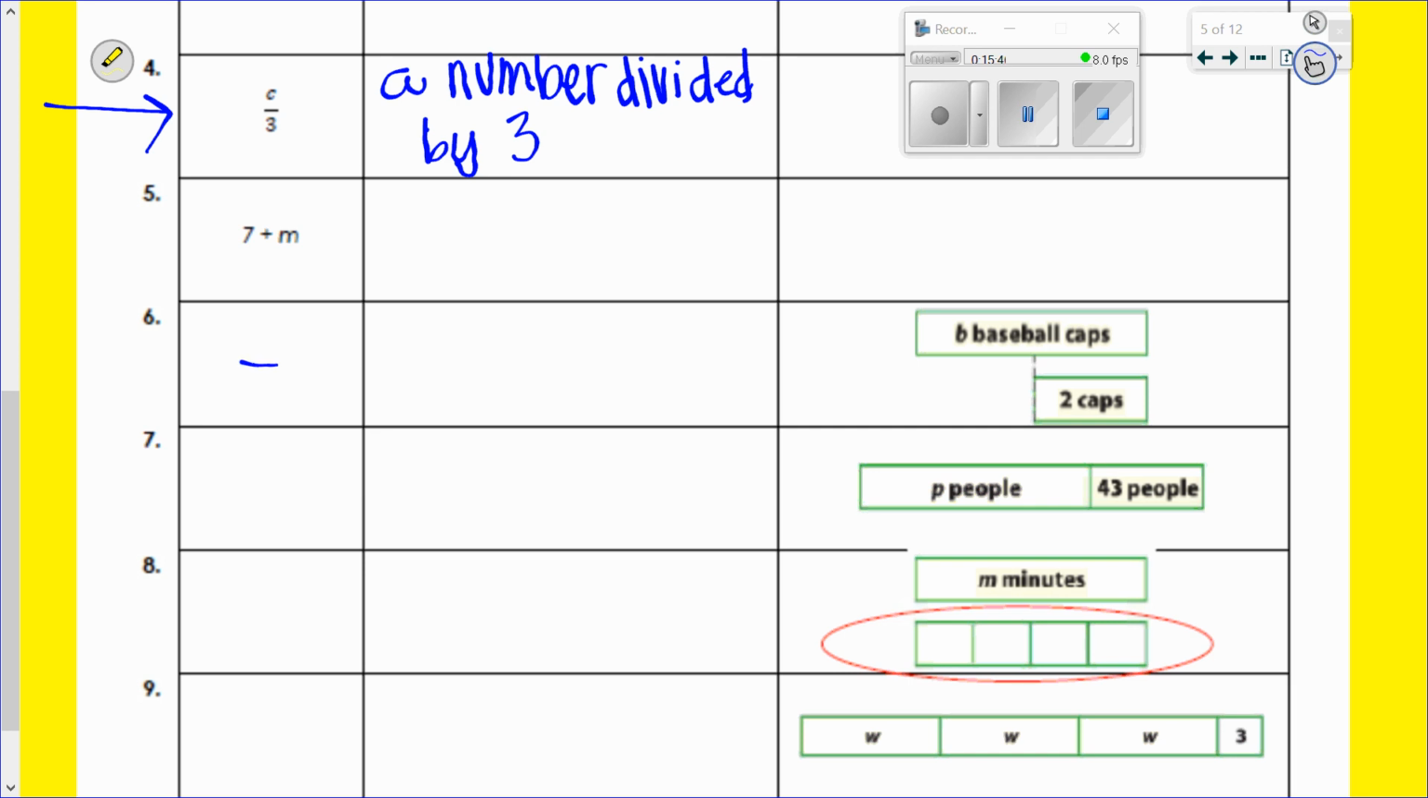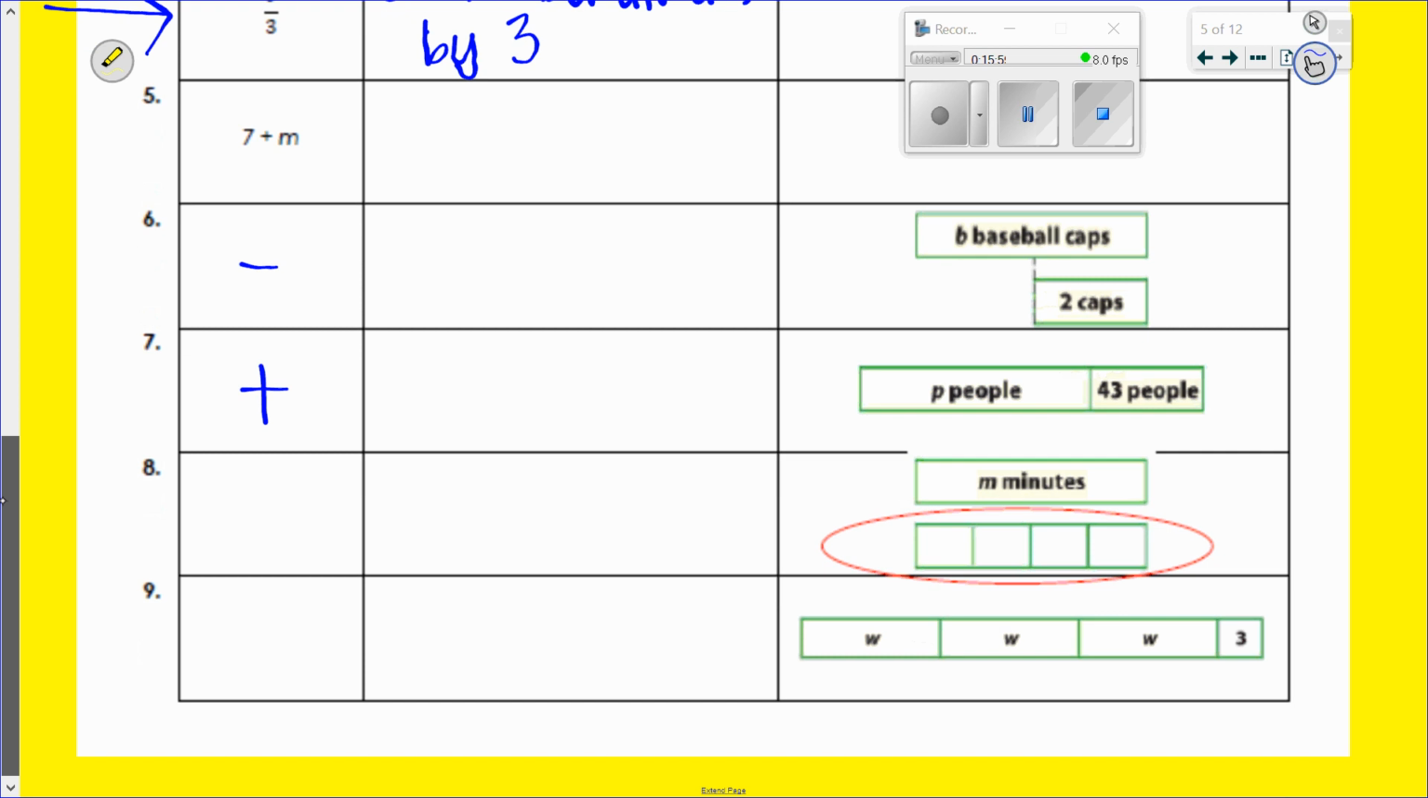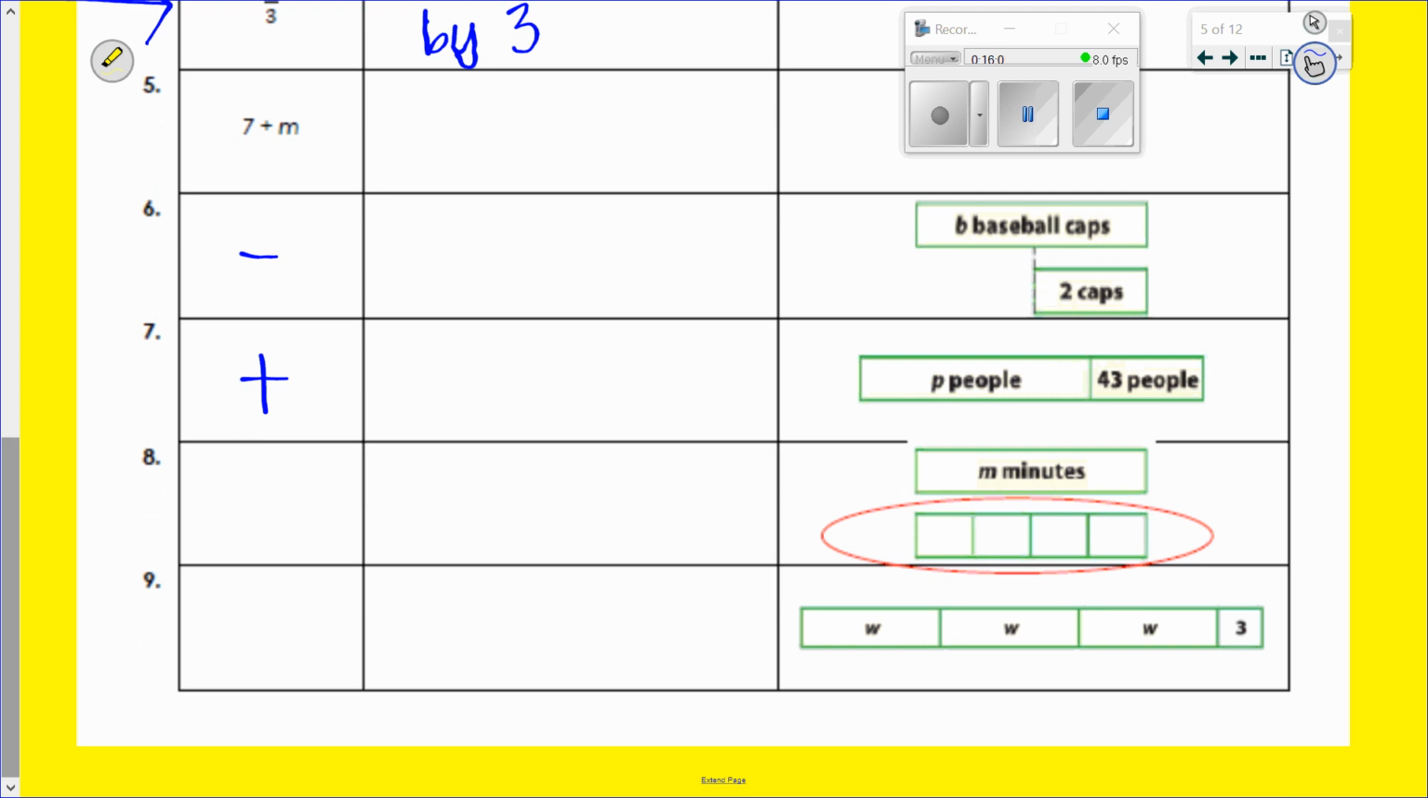Y'all are going to have to go back in and fill in the pieces. Number 7, we have a whole being made up of 2 parts being put together. So what operation is that? Addition. Number 8, I have no idea what that is. So, what do we think that might be? Division. Okay. And then number 9, I'm going to go ahead and tell you.